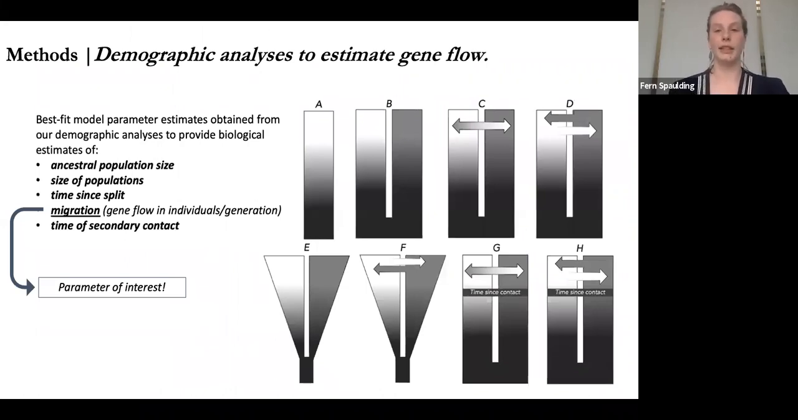Again, we tested 8 demographic models in DADI, and the best fit model parameters were used to obtain and provide biological estimates of ancestral population size, size of populations, time since split, migration, and time of secondary contact if appropriate. And again, we are interested in migration, which is our parameter of interest.